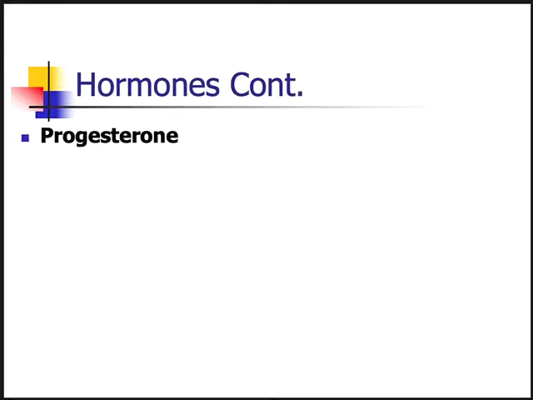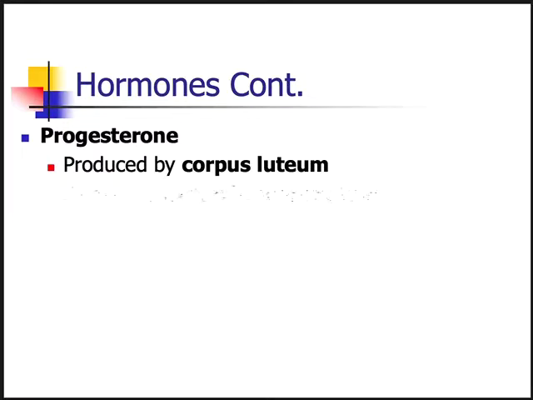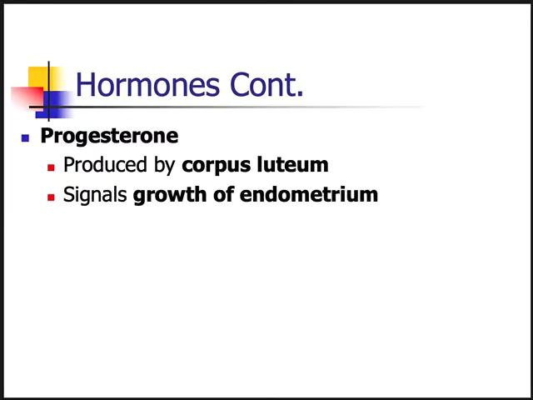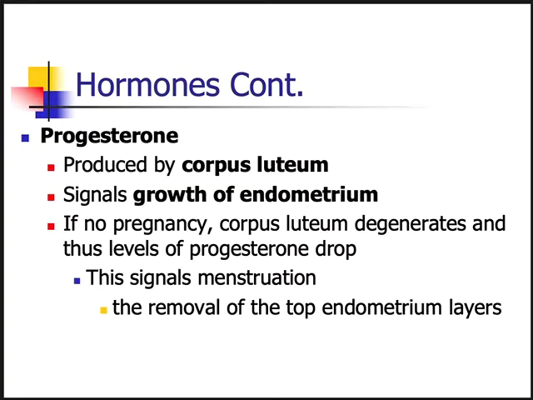Okay, hormones continued. So progesterone is another hormone, and this is produced after ovulation by the corpus luteum. It signals growth, thickening of the endometrium in the uterus. If no pregnancy, the corpus luteum degenerates, and then your levels of progesterone are going to drop. This signals menstruation or menses, okay? So what's the purpose of menstruation? It's to remove the top endometrium layers and get ready for this whole process again.